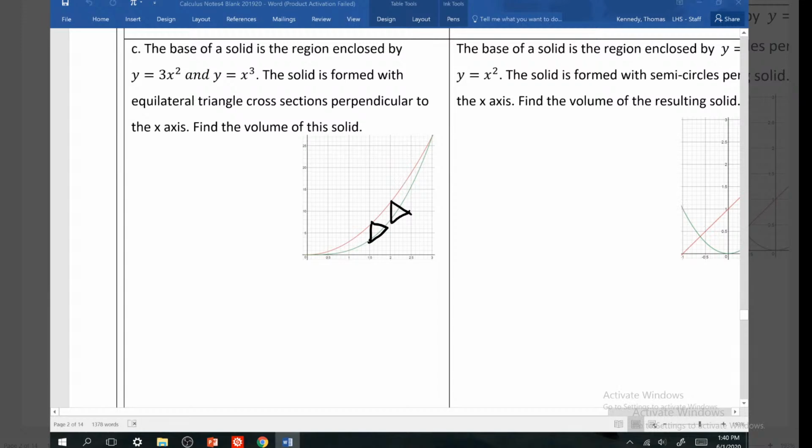All right, so I've got to figure out which is the top curve. Turns out this is pretty easy. You just plug 1 in, you get 3 and 1. Cool, y equals 3x squared is the top curve. So I know that the distance between the curves is top curve minus bottom curve, like so.